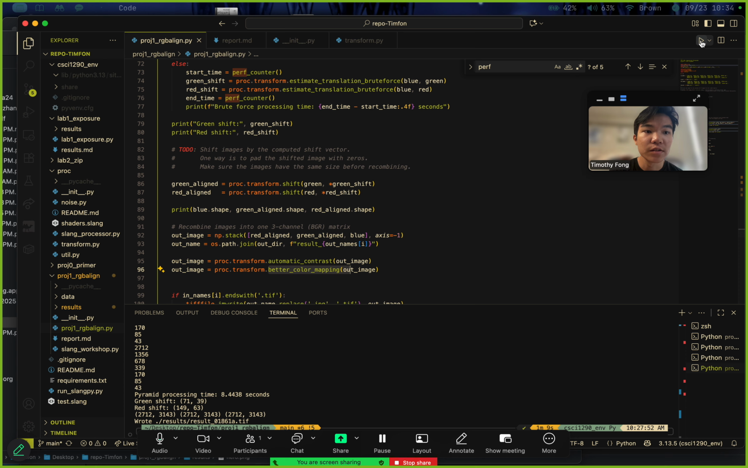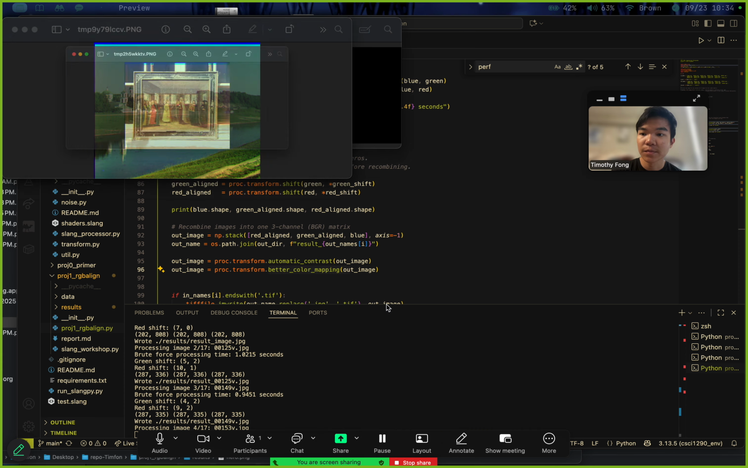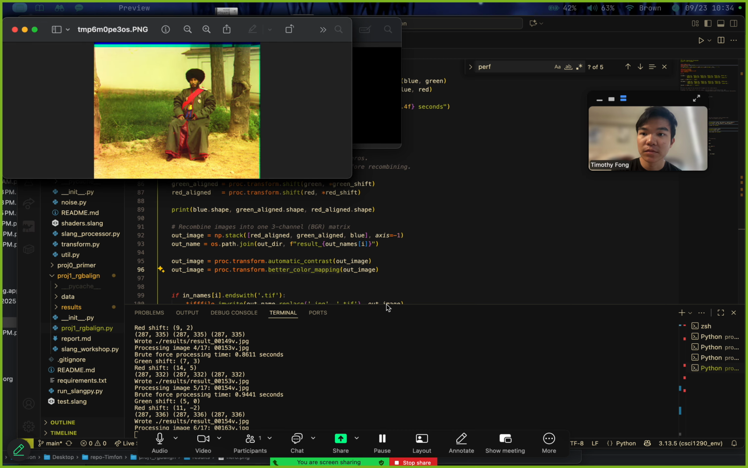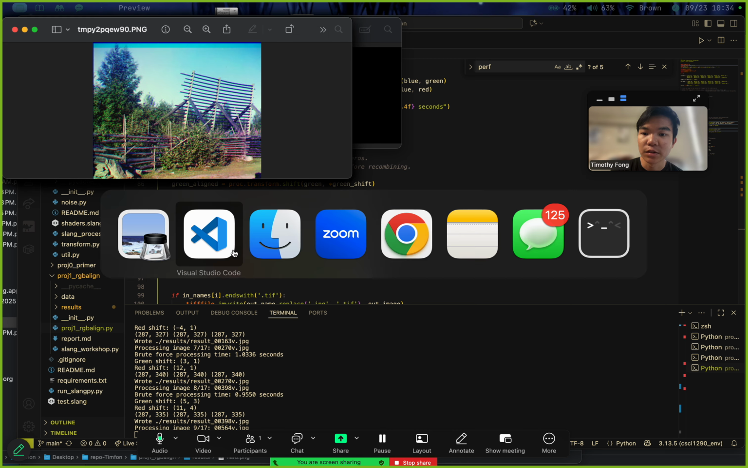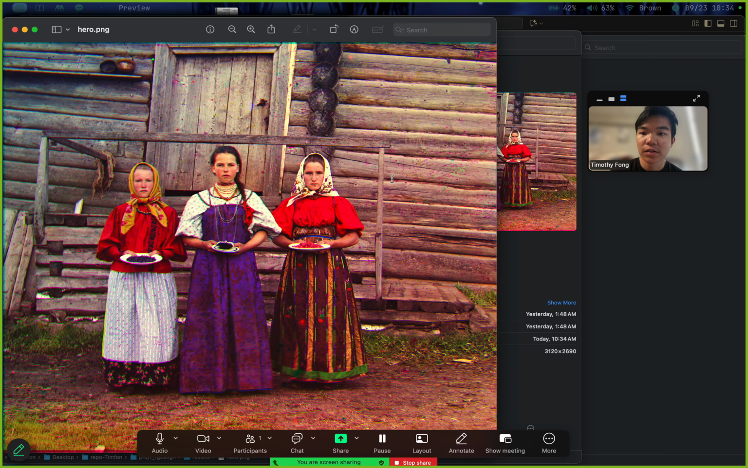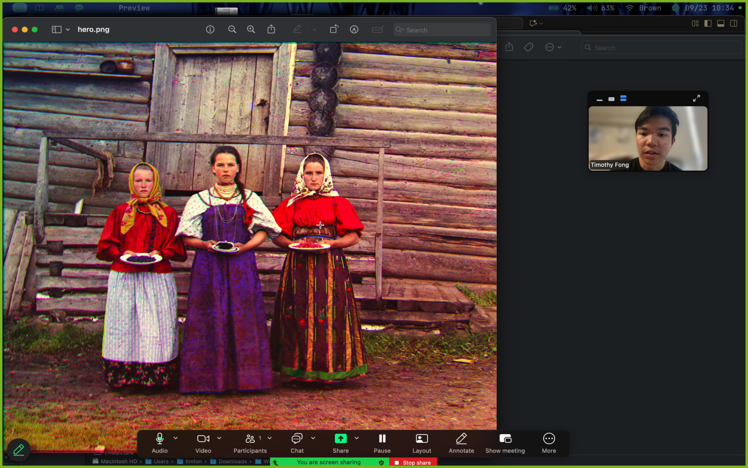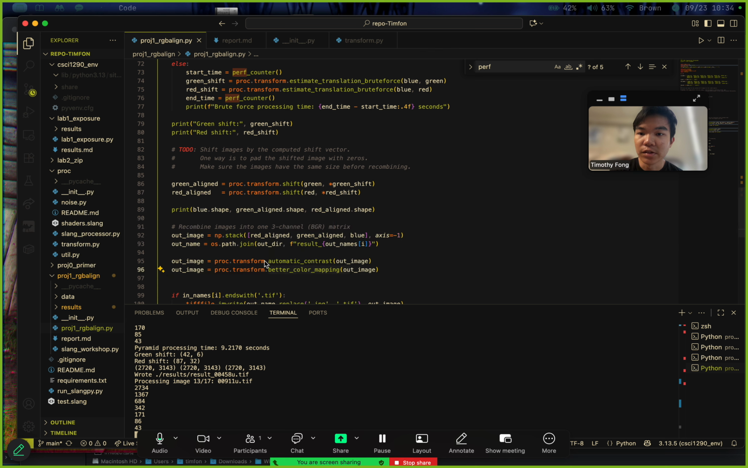So I'm actually going to run this just to show that it works. And so while it's running, I'm also just going to pull up my hero image for you to see. And in my implementation, I found that the speed-up factor was around 13.5 if you use brute force versus multi-scale on one of these TIFF images. Yeah. So it's still running.